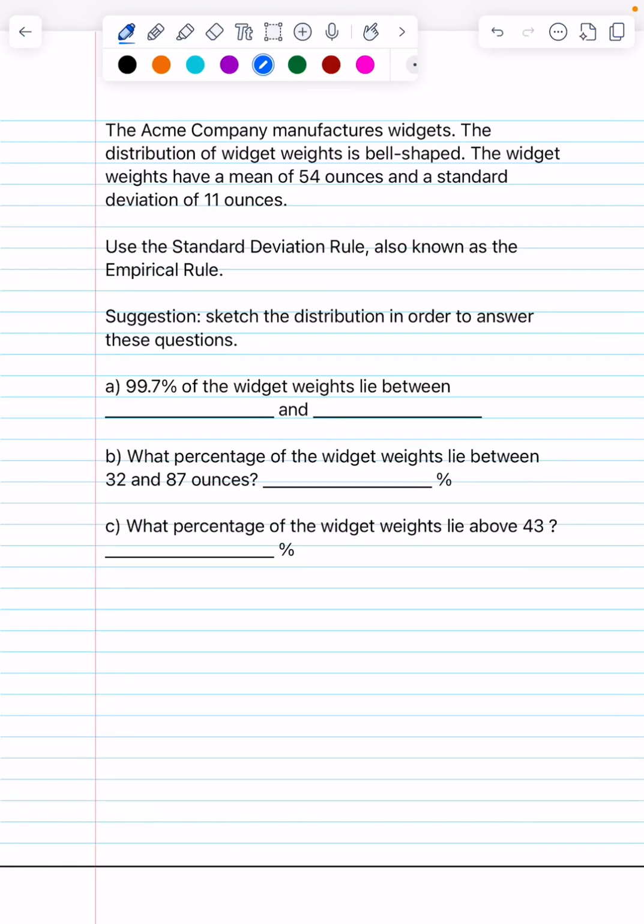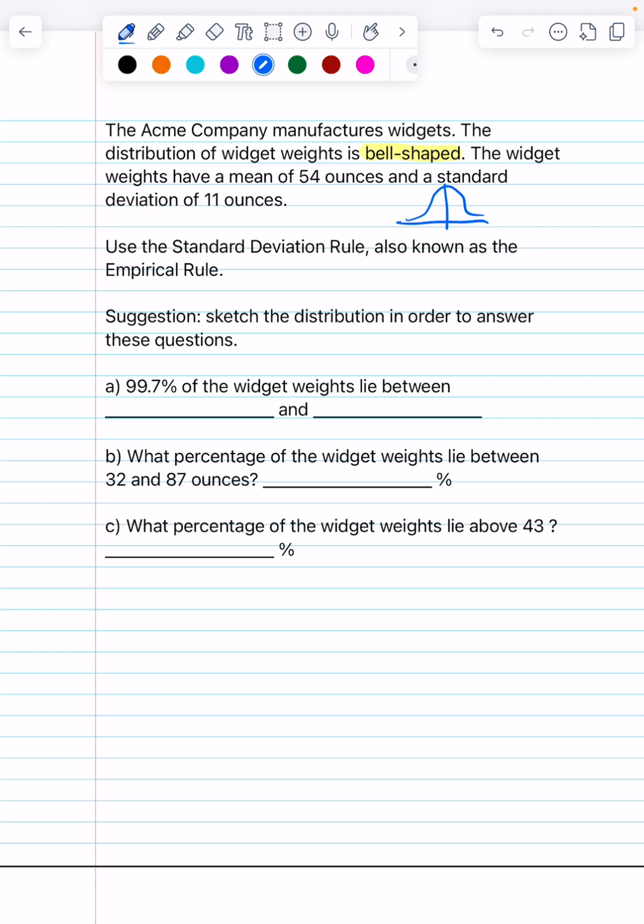The Acme company manufactures widgets. The distribution of widget weights is bell-shaped. The widget weights have a mean of 54 ounces and a standard deviation of 11 ounces. So this bell-shaped thing is a keyword. Bell-shaped means that we can draw it like this, and that means a whole lot about the distribution of the data.